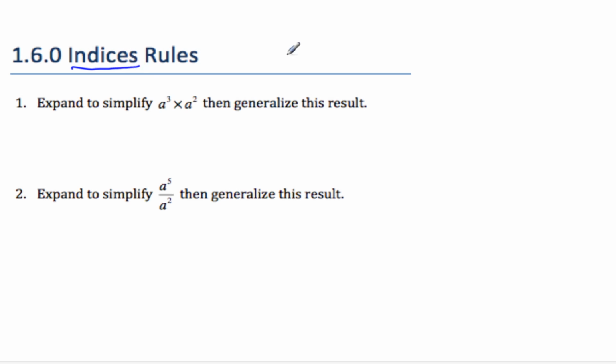Good British term. In North America, we call them exponent rules. Be culturally sensitive. Just to be different. Yes, just to be different. British are different with indices.